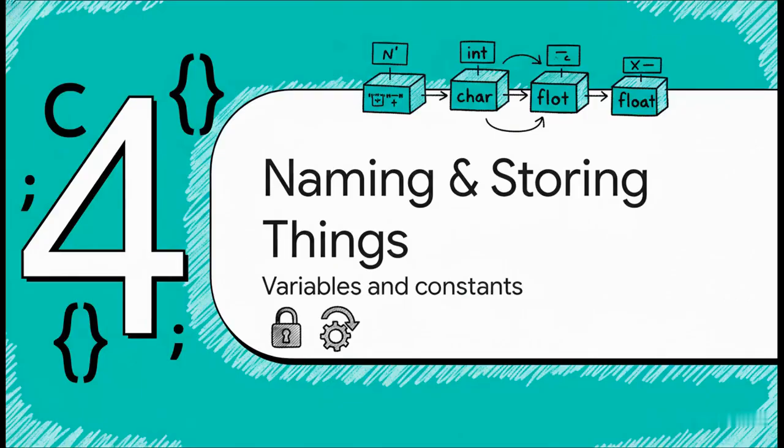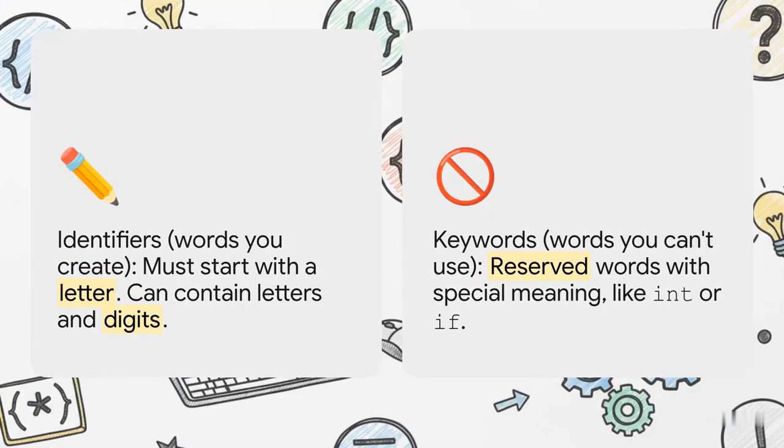Okay, so we know about the different types of data, but how do we actually store that information and give it a name inside our program? Well, that's where variables and constants come into play. When we create things in C, we have to give them names. We call these names identifiers, and you can get pretty creative. My age, top score, whatever you want, as long as you follow a couple of simple rules.